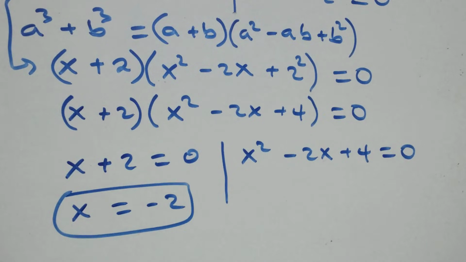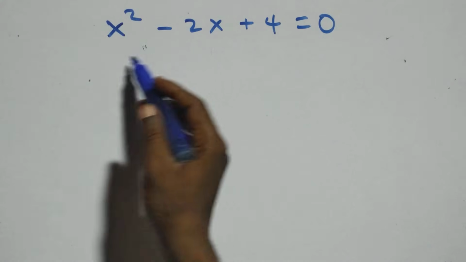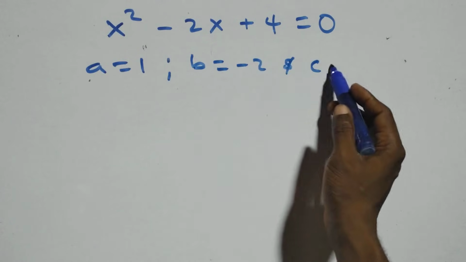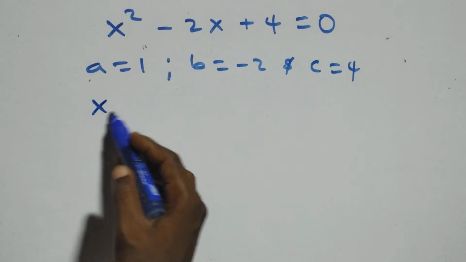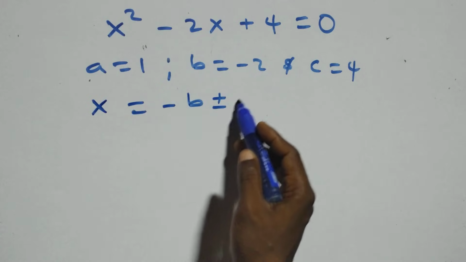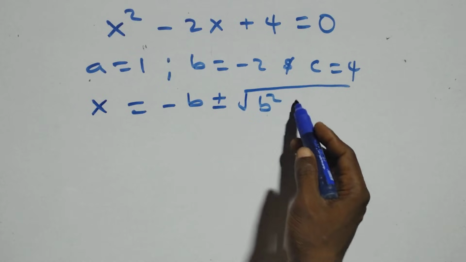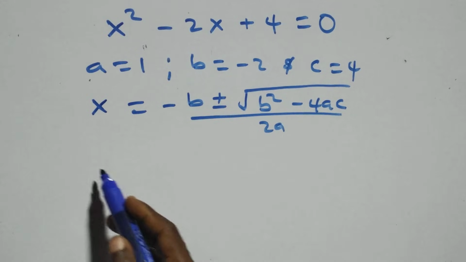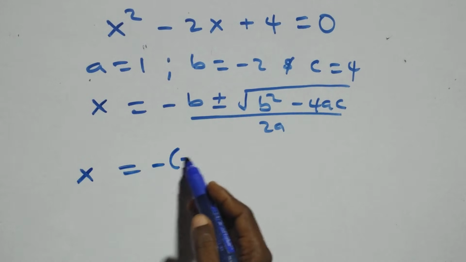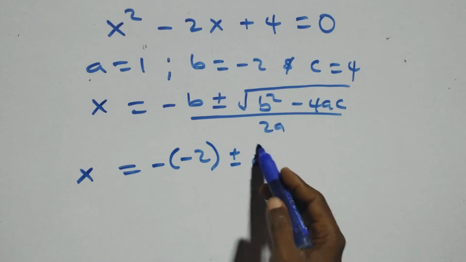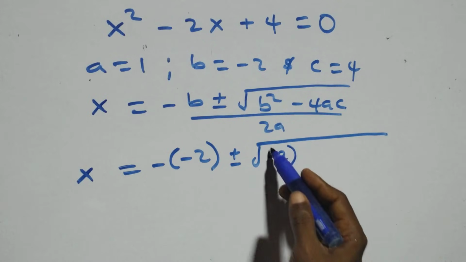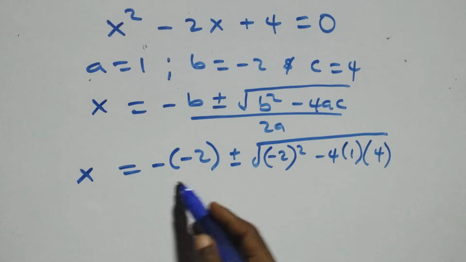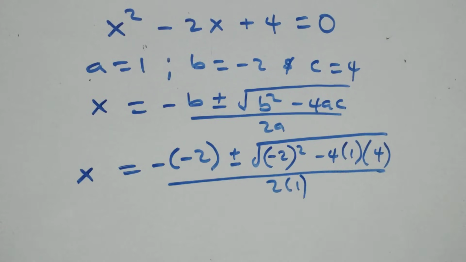Then on this side, we have a quadratic equation where a equals 1, b equals minus 2, and c equals 4. Applying the quadratic formula, which is x equals minus b plus or minus square root of b square minus 4ac all over 2a. This here we have x equals minus minus 2 plus or minus square root of minus 2 squared minus 4 times 1 times 4, then all over 2 times 1.